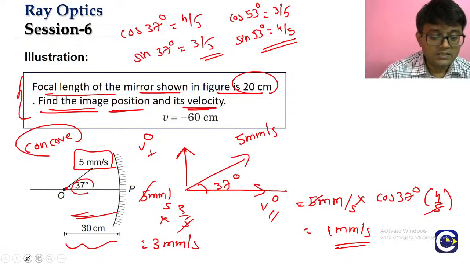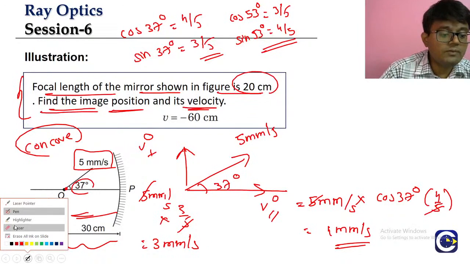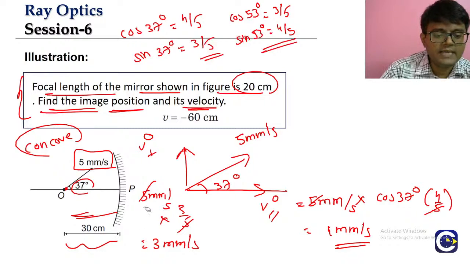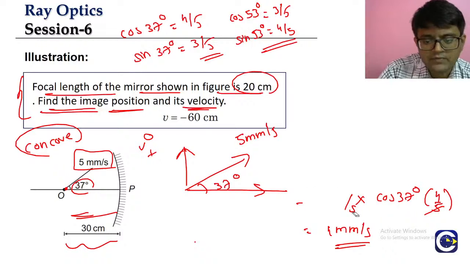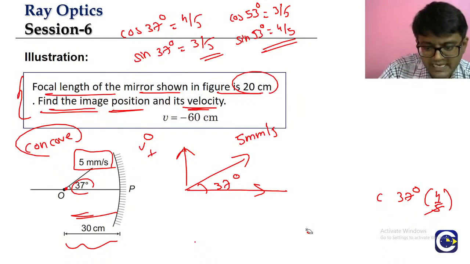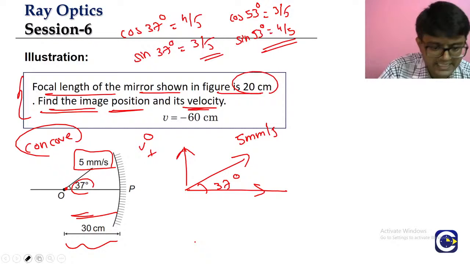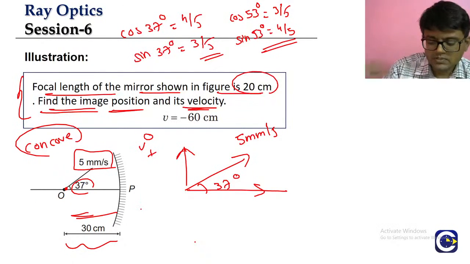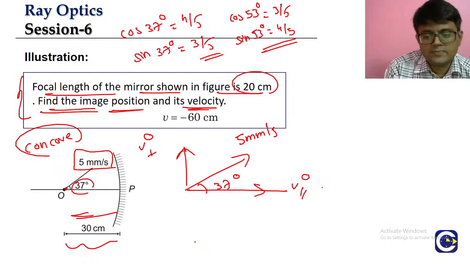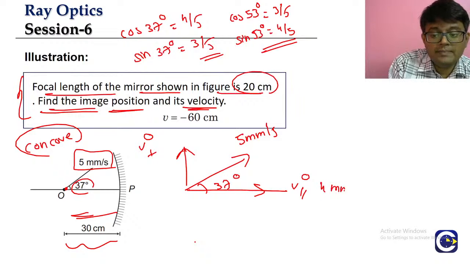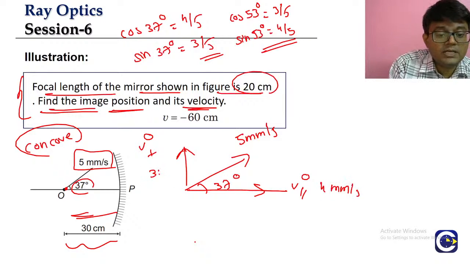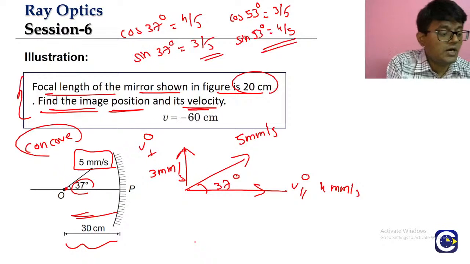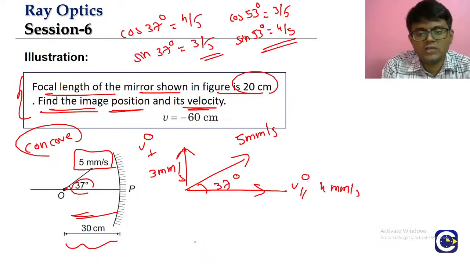Normally we would be more comfortable, but here we have some angles that some of us might be a little familiar with and some might not be. I'm just erasing this part so that I can draw the values correctly, and I'll now represent the values only. So V parallel along the principal axis is 4 millimeter per second, and V perpendicular is 3 millimeter per second. How did we get it? Just resolve the velocity into components.